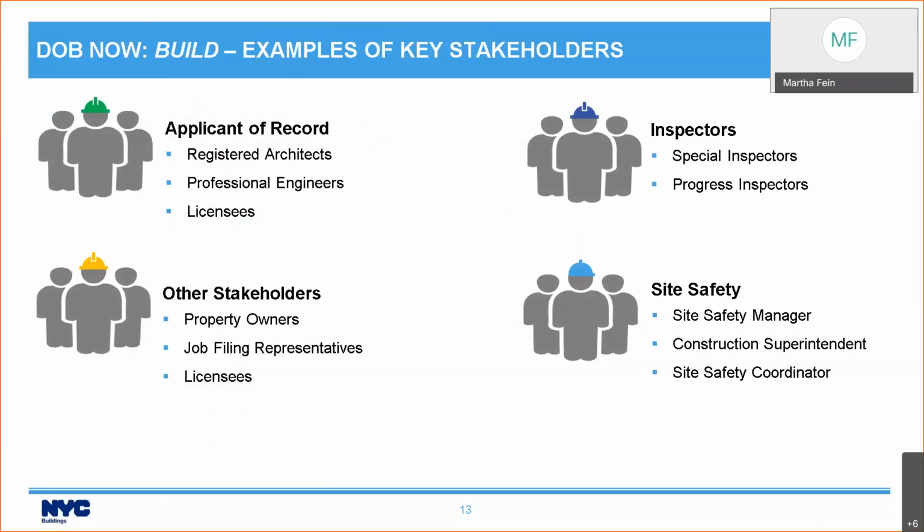So DOB Now Build has key stakeholders. This session is designed for the applicants of record for initial or subsequent job filings, which would be registered architects, professional engineers, and licensees. Other stakeholders include property owners, job filing representatives, licensees, inspectors for both special inspections and progress inspections, and site safety people. We'll talk a little bit more about that in a sec.